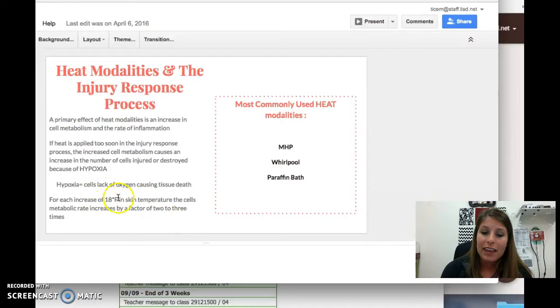A little fun fact for you. For an increase of 18 degrees in skin temperature, the cell metabolism rate increases 2 to 3 times. Okay, it's only an 18-degree difference. So if you add heat, you're going to have that increase in cell metabolism. Okay, so just kind of keep that in mind when we're thinking about our treatment plan. Next time you see me, we'll be talking about the heat modalities.